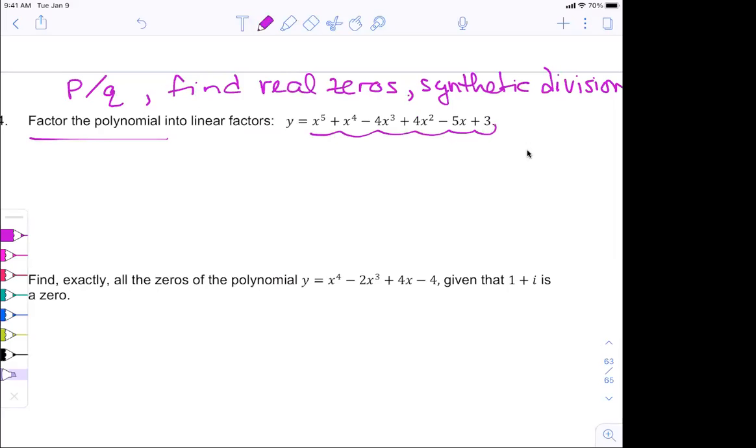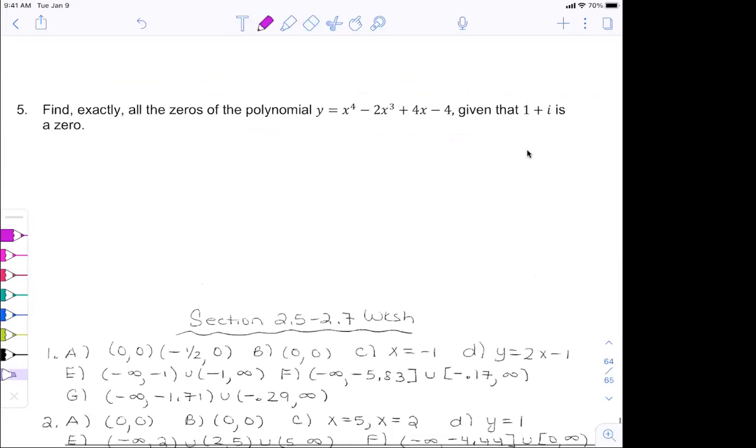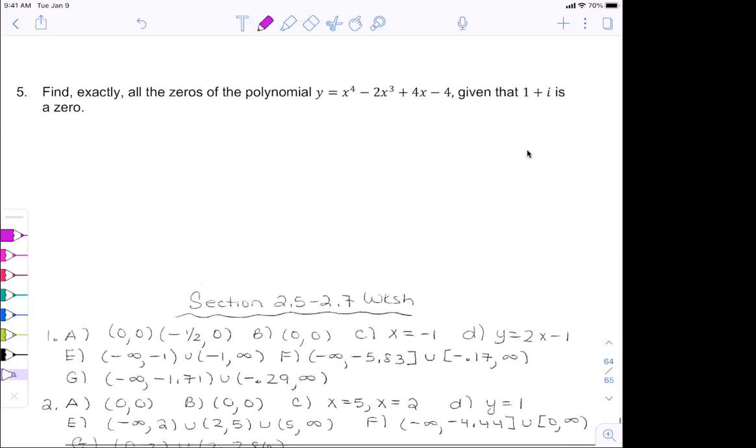I want to go over number 5 because we haven't done one of these problems in a little while. This is one of those really good problems that lets me assess a couple of different concepts, to see what you remember, and if you know multiple concepts in one problem. So this says find exactly all of the zeros of the polynomial, but the wording is a little different, given that 1 plus i is a zero.